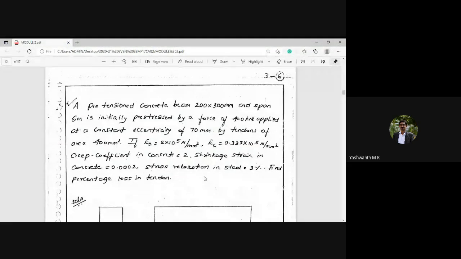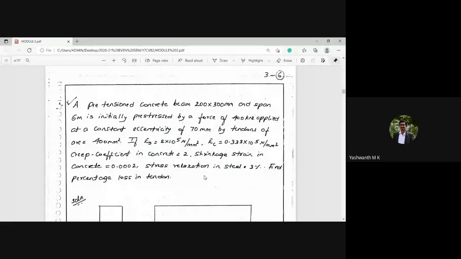Welcome back to the next session of Design of Pre-Stressed Concrete Elements course. In the last session, we were discussing loss of pre-stress. In that, we worked out one particular problem. So let us proceed in this session also with a few more problems. So let me take a problem. The problem says like this.